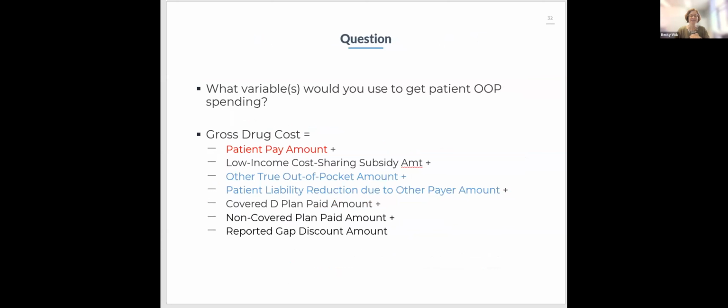So this is the last slide. I'll just ask, what variables would you use to get patient out-of-pocket spending? I think I just said a minute ago, certainly researchers would want to use the patient pay amount. Some researchers would also include the ones in blue here, the other true out-of-pocket amount and the PLRO amount, but those two are generally very small amounts and would not really have a big impact on the results, as I understand it. So out-of-pocket amount is really driven by the patient pay amount.